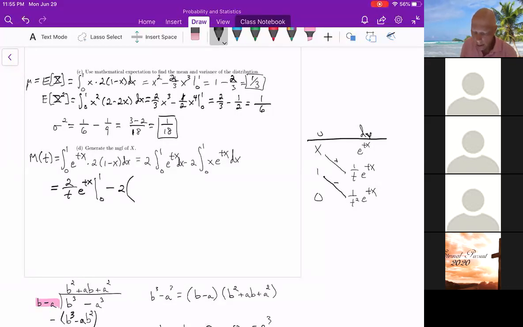So what that tells me is that this second integral is going to be x times 1 over t e to the tx. And then you've got a minus sign, times 1 times 1 over t squared e to the tx. And this is also evaluated from 0 to 1.